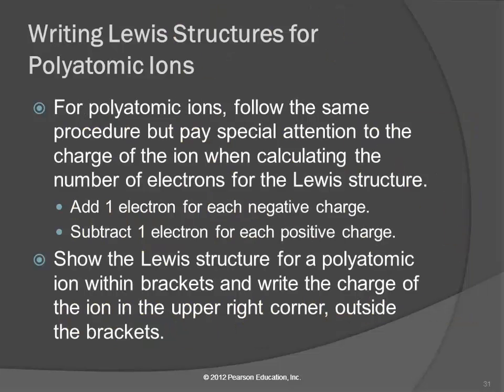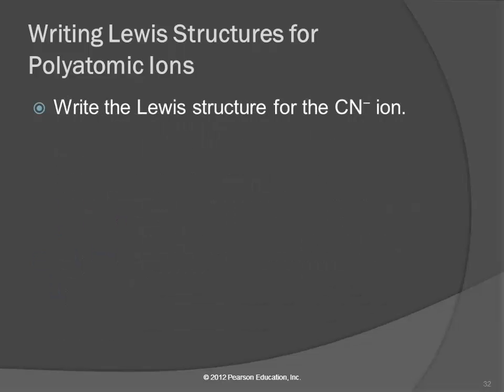What about ions? Well, writing a structure for a polyatomic ion is essentially the same, except that we have to adjust the number of electrons. So if you have a negative ion, you add 1 for each negative charge. If you have a positive, you subtract 1. Ions are where you have the brackets, so you put a bracket around the whole thing and put the charge on the outside. So let's do an example of that. Here's the cyanide ion.